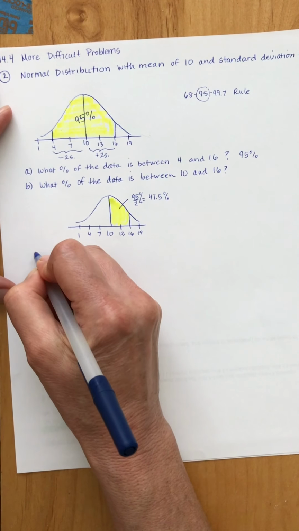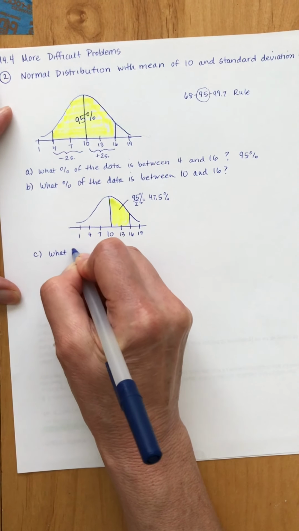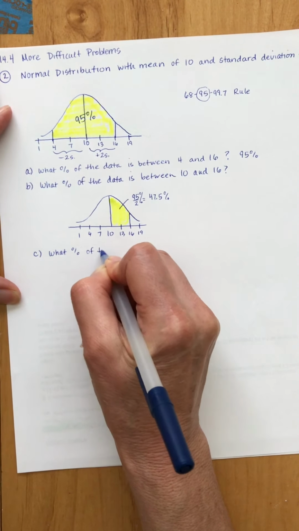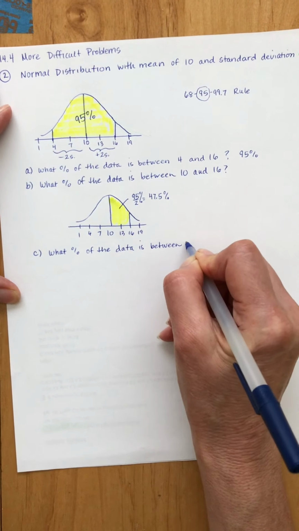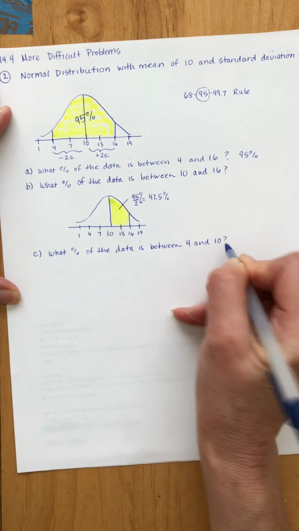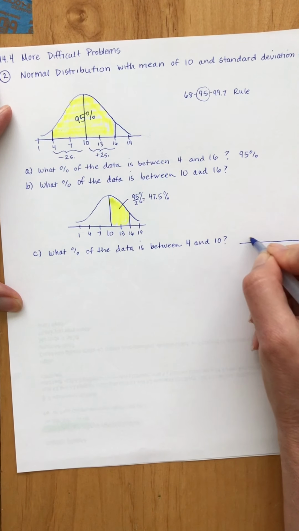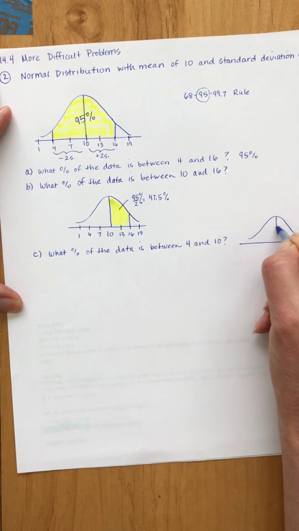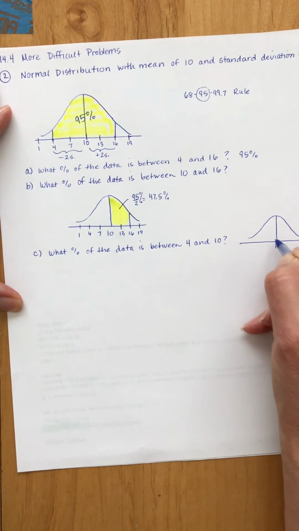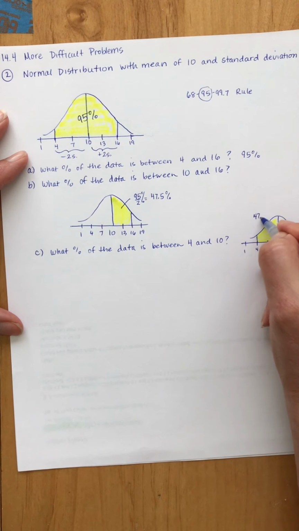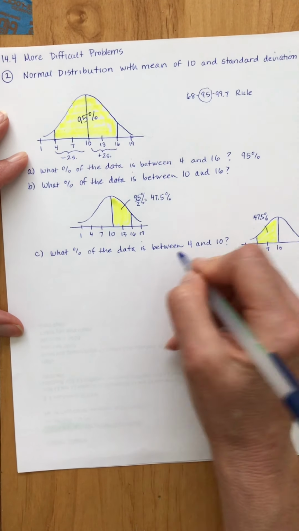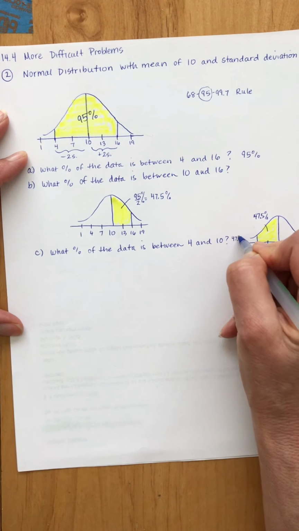Okay, so let's just answer that real quick. What percent of the data is between 4 and 10? Well, we know that has to be, if we draw a little picture of it, here's your 10. You got 1, 2 down here. So here you're talking about this piece here. That also has to be 47.5. Okay, so we would answer this, squeak it in here, 47.5%.